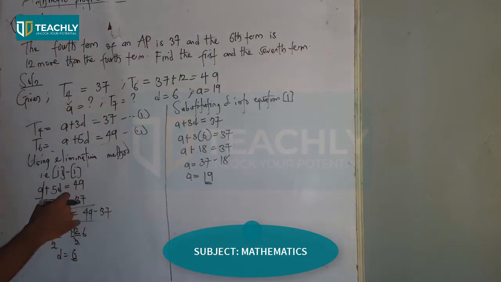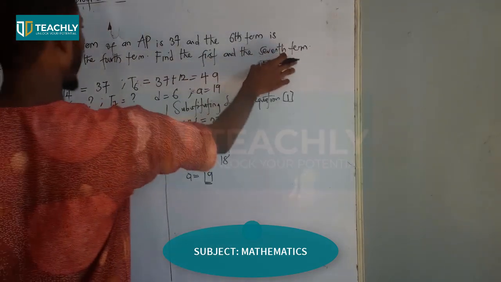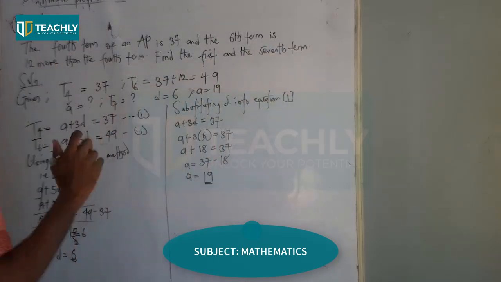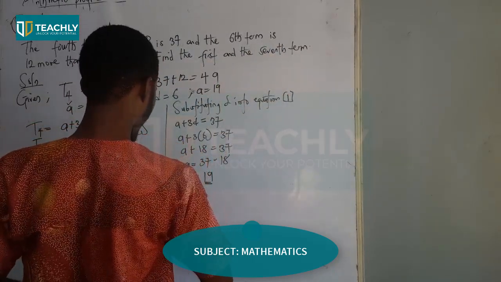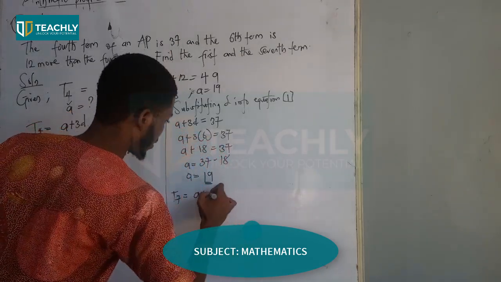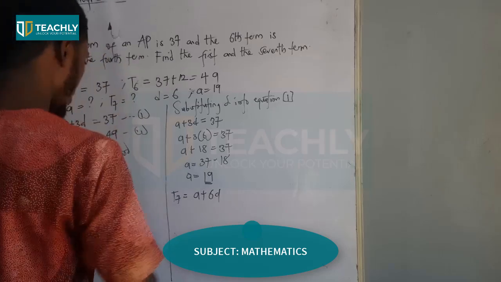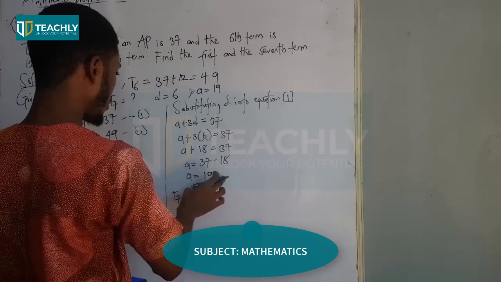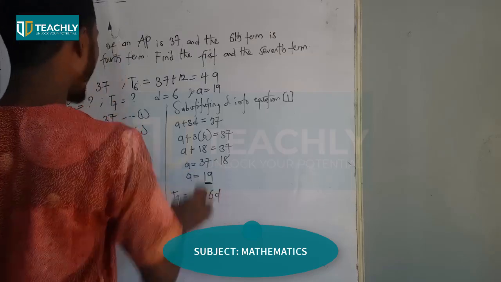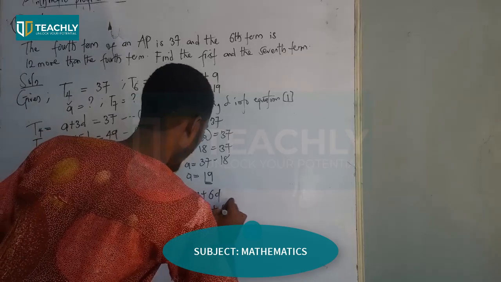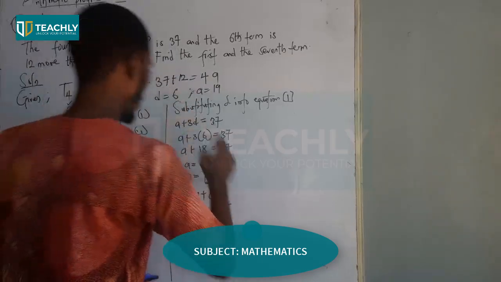So let's proceed now to the last question here, which says that we look for the 7th term. That is what? T7. So my T7 is what? A plus 6D. Am I right? So my T7, we don't know it yet, but we have been given A to be 19. And we have been given D to be 6. So my A is 19, plus 6D, and my D is 6.